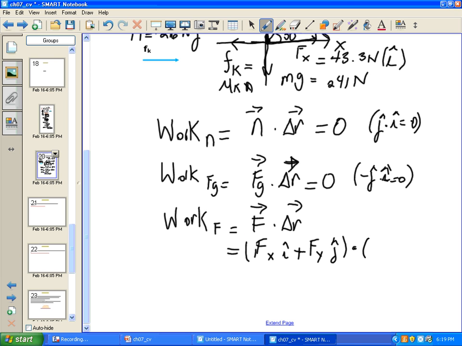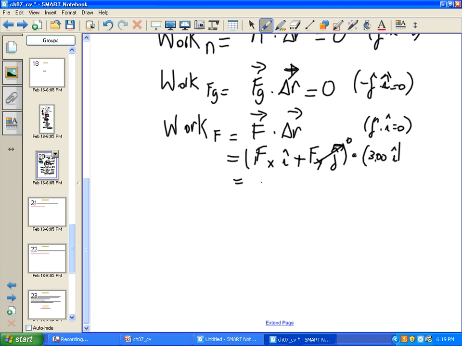Dotted with delta R, which is 3 meters i hat. You can see that j hat dotted with i hat will be equal to 0 for the same reason that we wrote here, j hat dot i hat equals 0. And so the work done by F will be merely F sub x times 3 meters, okay, 3.00 meters, and that work works out to be plus 130 joules.